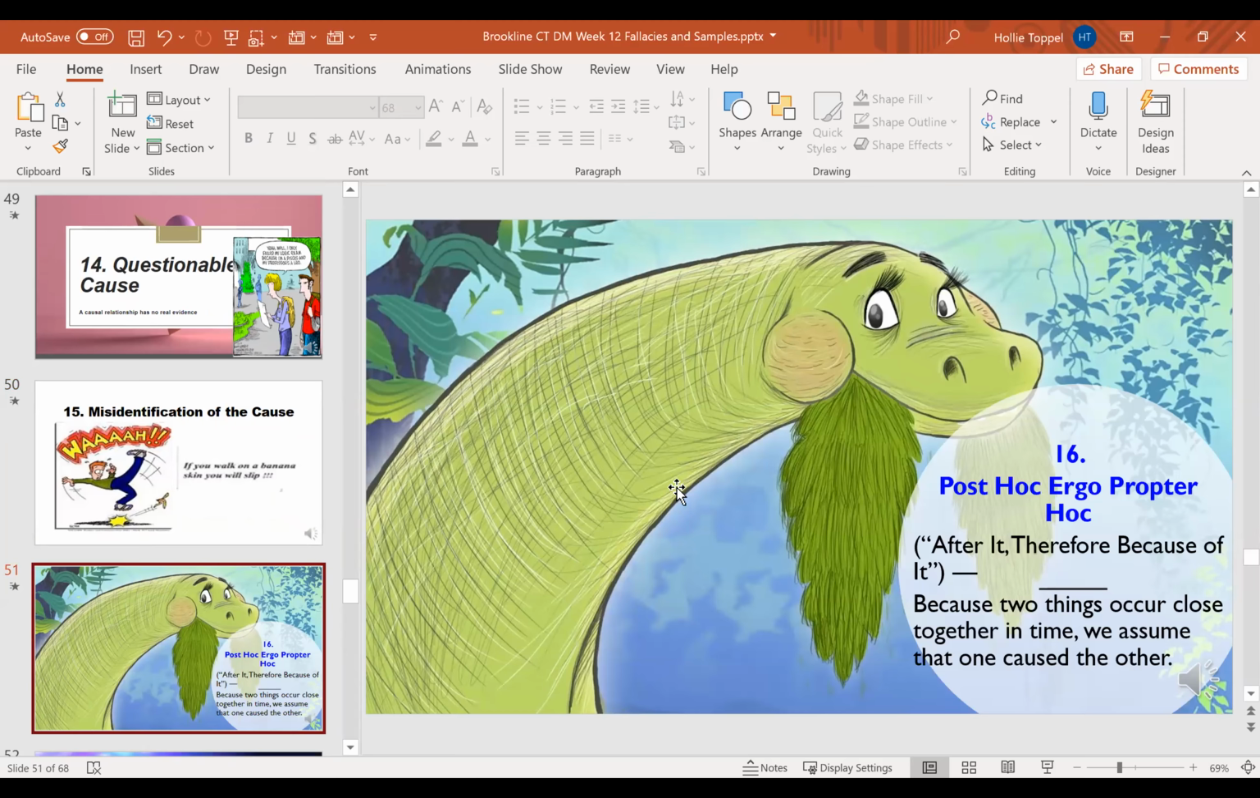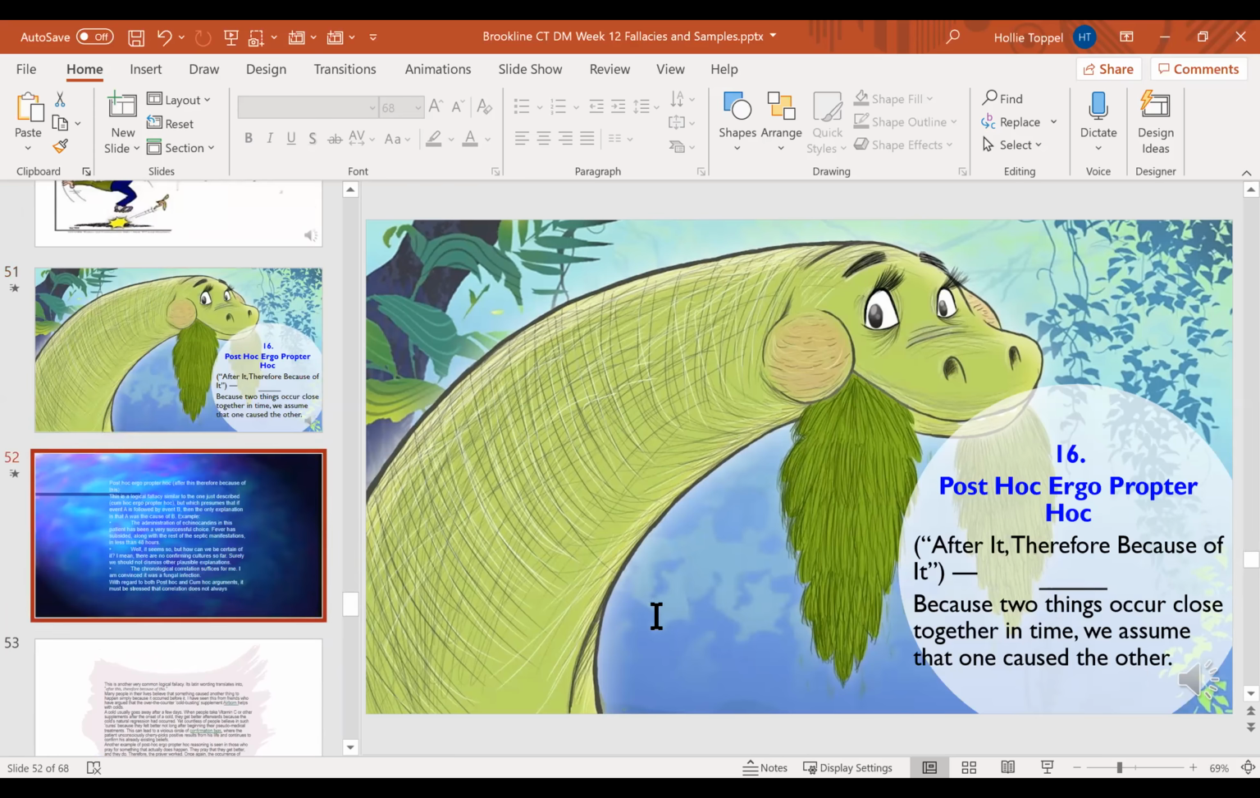And this is, again, that video that I showed you. This is what the dinosaur is saying. They're saying that maybe dinosaurs ate all the vegetation and that's extinction. Maybe it was the asteroid that landed, therefore the extinction happened. We cannot assume that is right.